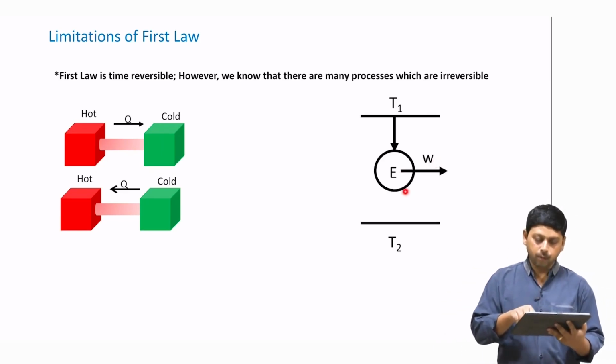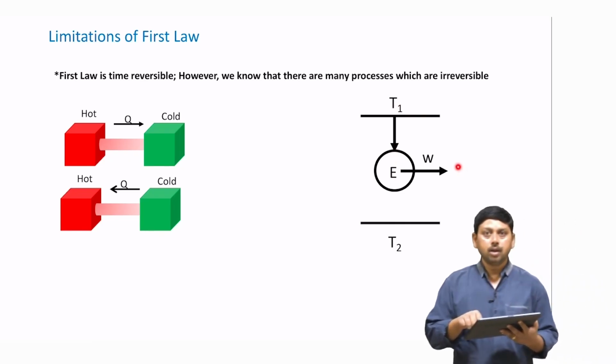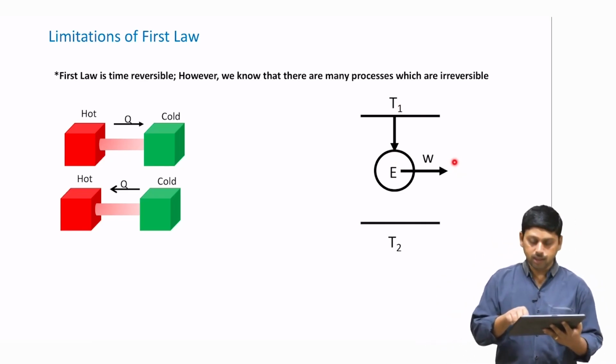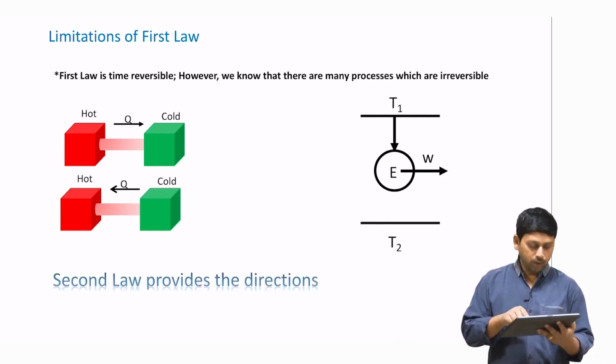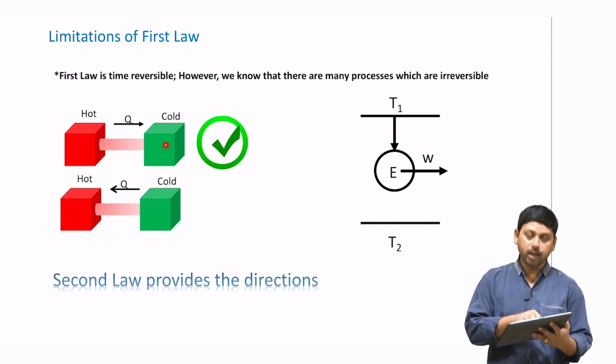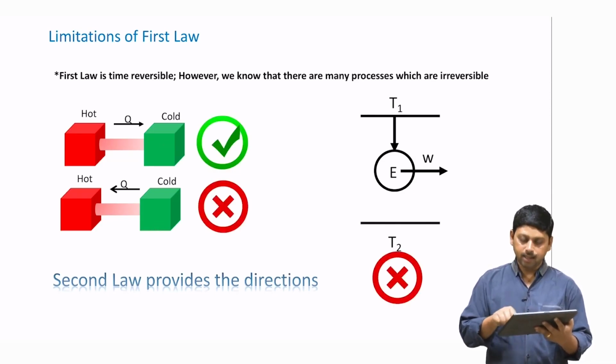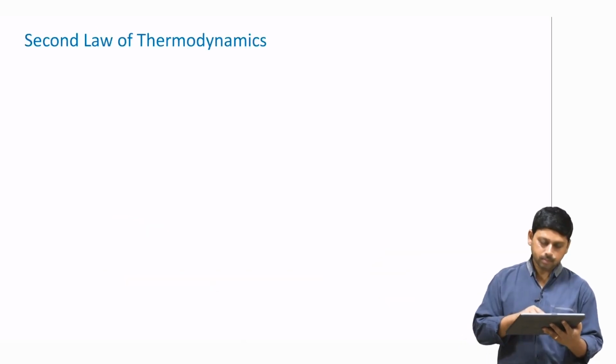Similarly, it would be perfectly all right by the first law if a particular engine takes energy from a high temperature source and converts it completely into work. It does not violate the first law of thermodynamics because energy is conserved. However, we know that it is not possible. So, the second law provides us a direction and tells us that this is okay, this is possible, however, this is not possible and this is also not possible.